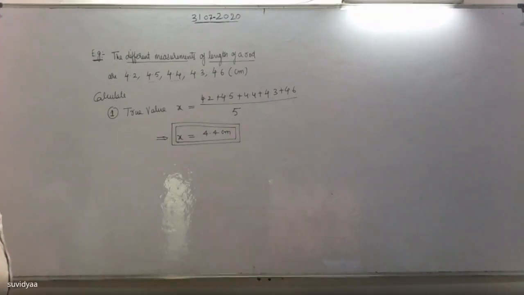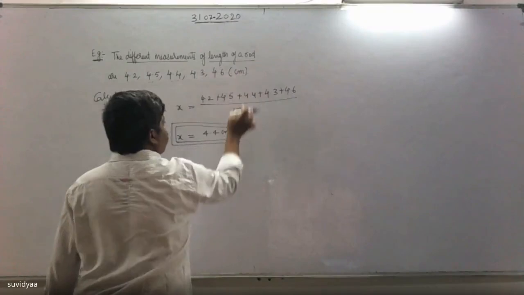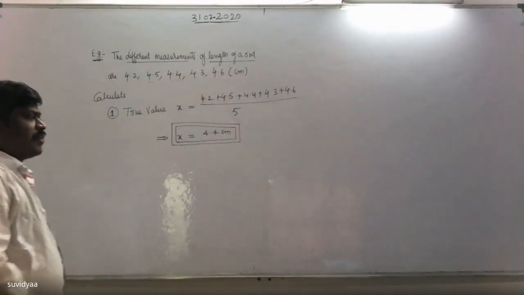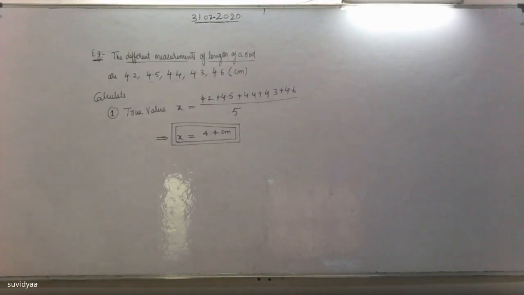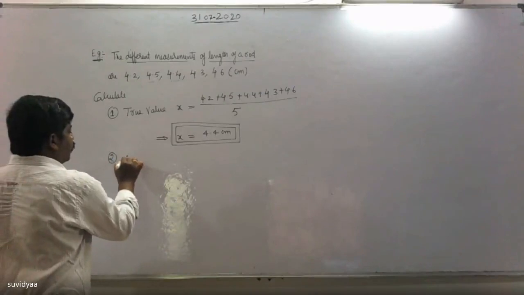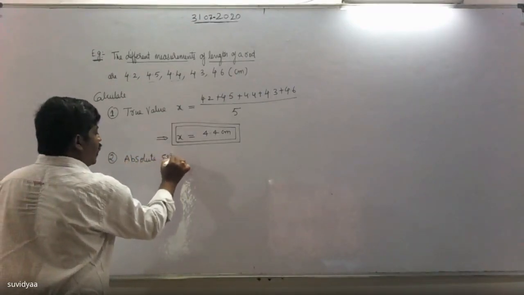True value. So how to find true value? Add all the measurements divided by the number of measurements. So we got the true value, 4.4 centimeter. Next, coming to the second question. The second question is asking absolute error.